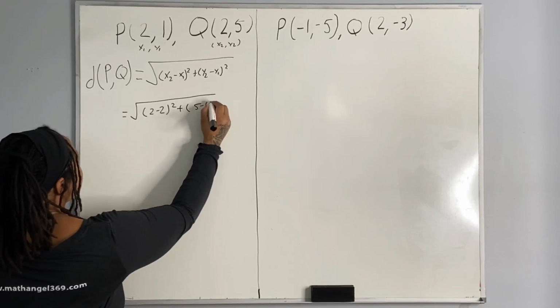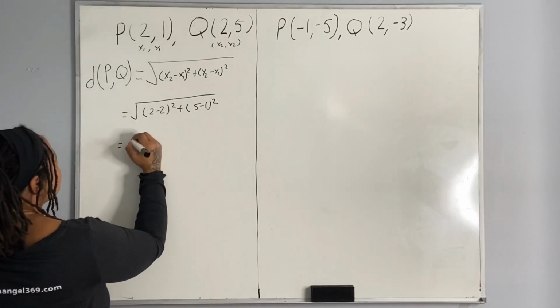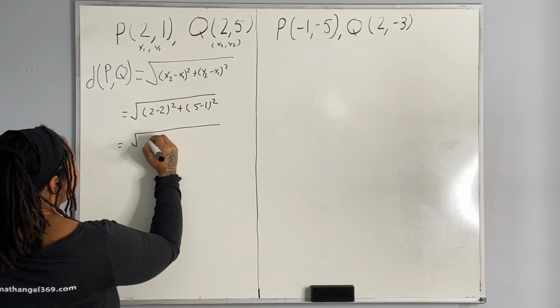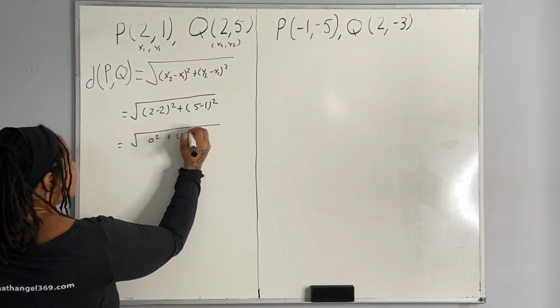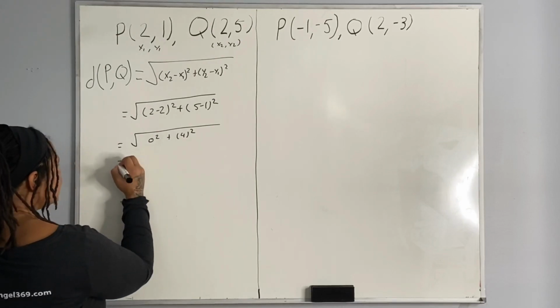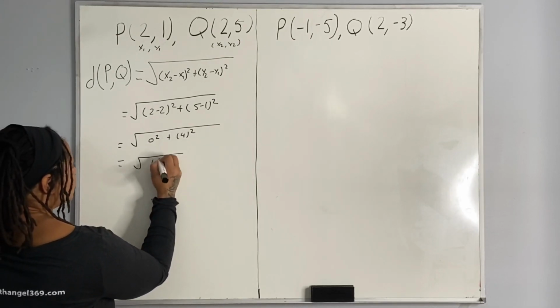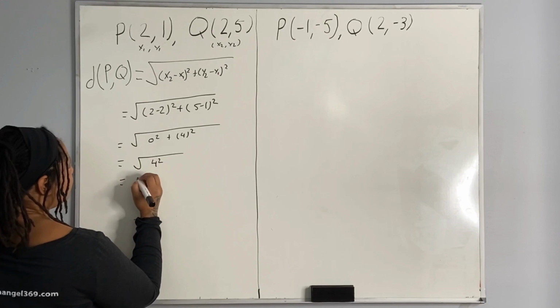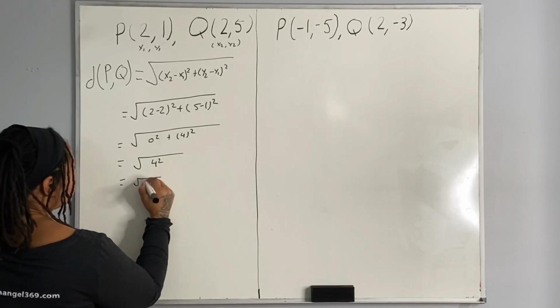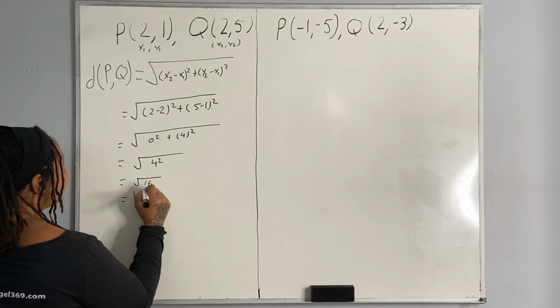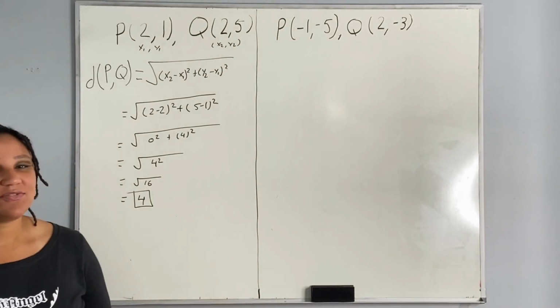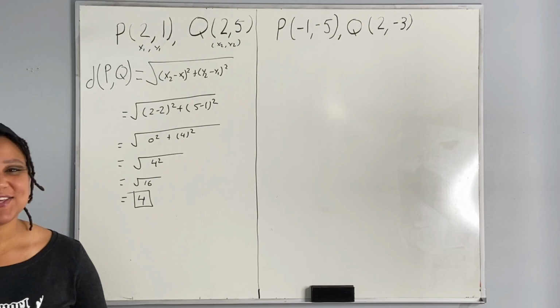(5 minus 1) squared, and that's equal to the square root of 0 squared plus 4 squared, which means we have the square root of 4 squared, which means we have the square root of 16, which is equal to 4, okay? And that is our answer for the distance between P and Q.